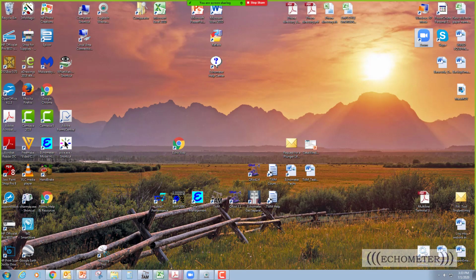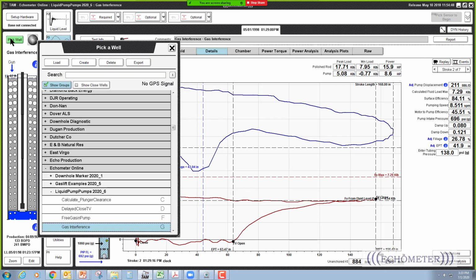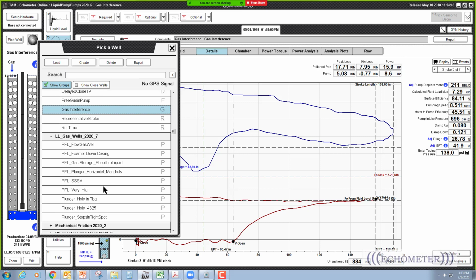Well, it didn't pop up, so I'll go here. All right, so this is from last week, and we talked about this equivalent gas repump fillage line. If I go pick a well, the data was stored in this folder, the 6th presentation. If I scroll down and you've installed it on your computer, it's going to be called LL for liquid level gas wells 2020 presentation number 7. We've got about 6 wells here to talk about.